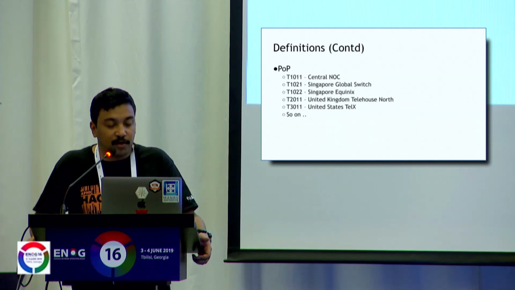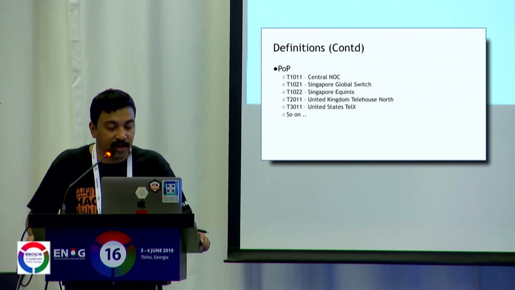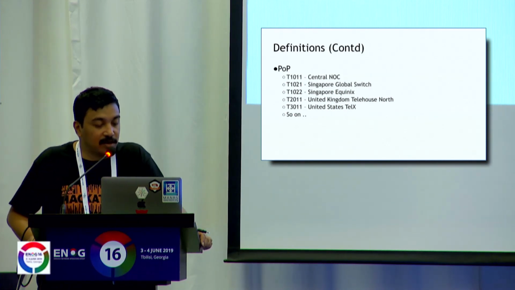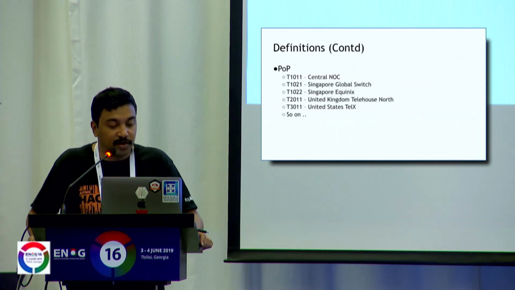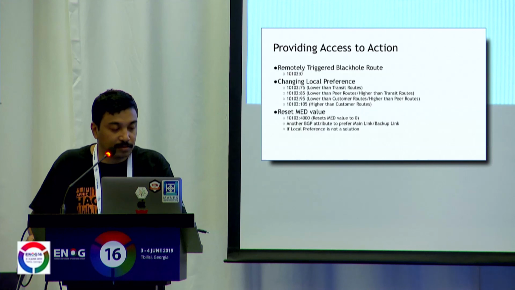So in UK, there are POPs like Telehealth North, and so you can use 2011, so 2 stands for Europe region, 01 for UK, and Telehealth North for 1. Then there is Telex in US, so 3011, 3 stands for North America, 01 for United States, and the last 1 for the Telex in New York.